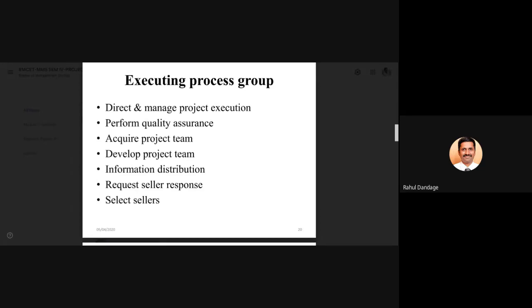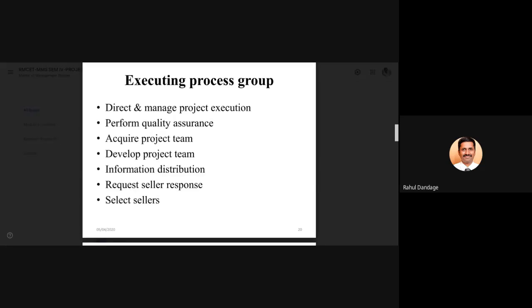So in this case, variety of activities which are required for execution of your project, we have to direct and manage those activities. We have to perform the quality assurance processes. Then about the project team, we have to acquire as well as we have to develop it to perform the requisite task. Then we have to go for information distribution, requesting the seller response. So the sellers who are involved, we have to go for checking the request for their responses, and we have to select the sellers.